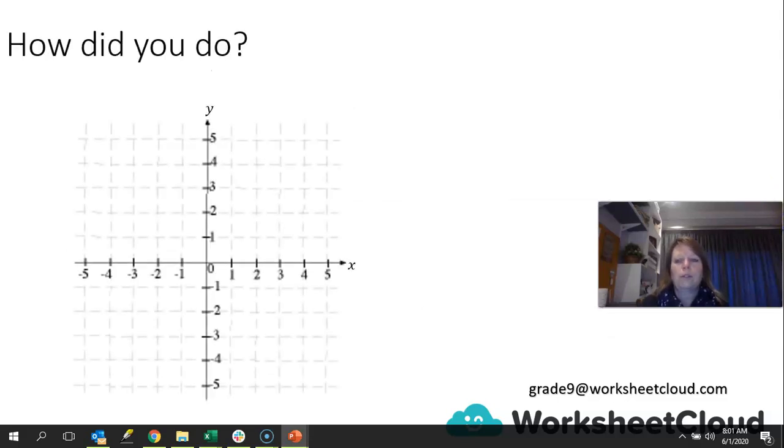Right, how did you do? Here's our Cartesian plane. The first thing you had to do was to translate a point and plot point L at minus 5, minus 1. So if we look here, it would be minus 5 down there, and 1 over there, okay? And that would be point L.